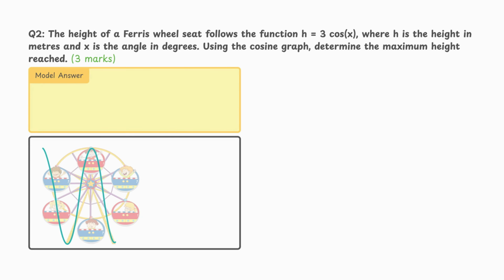Question 2. The height of a Ferris wheel seat follows the function h equals 3 cosine x, where h is the height in meters and x is the angle in degrees. Using the cosine graph, determine the maximum height reached.